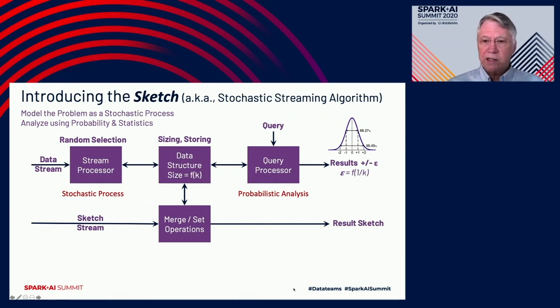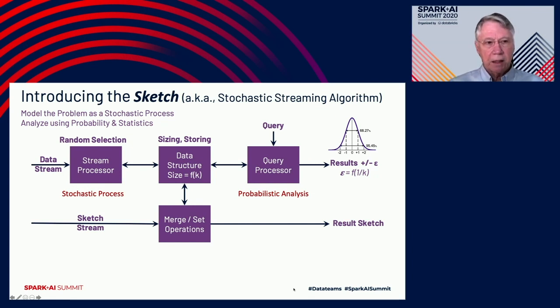Then the next stage is this data structure. It's typically quite small, typically only kilobytes. It can be larger; it can be in megabytes in size, depending on how the user wants to configure the sketch for the accuracy trade-off. The third basic box here is the query processor, which does the probabilistic analysis of the data structure when a query comes in, and then returns a result that is approximate, but has a well-understood error distribution.